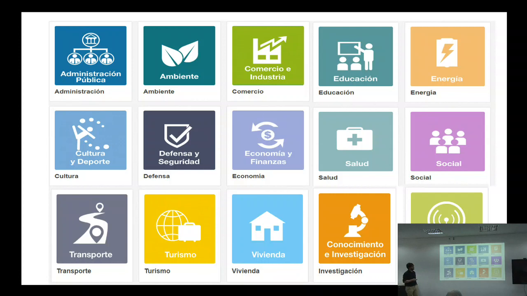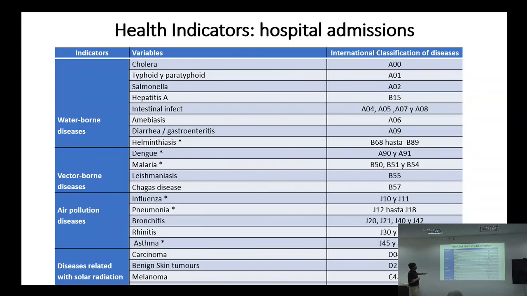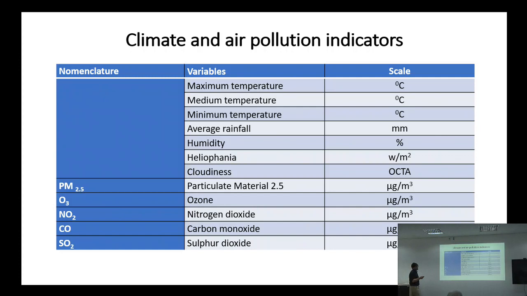Okay, so what I did, I just classified hospital admission in different groups: waterborne disease, vector-borne disease, air pollution disease, and disease related with solar radiation. I used the international classification of disease, and I used monthly information about these hospital admissions. Then I just correlated this information with climate variables, and of course pollution variables as well, right?